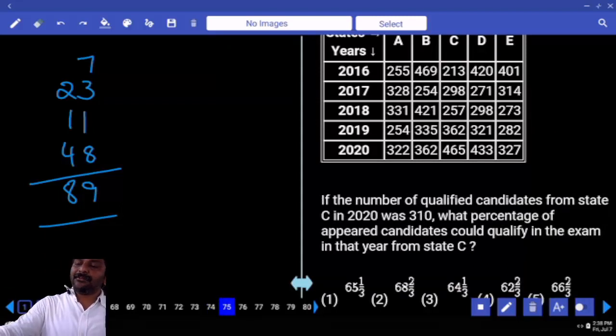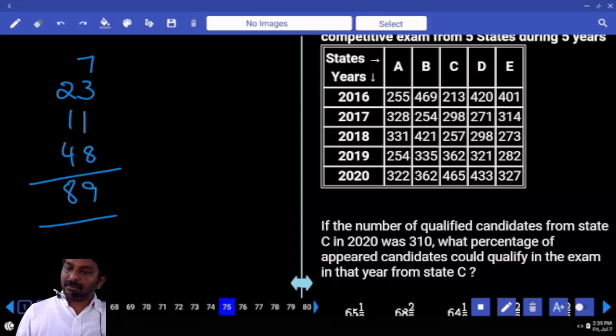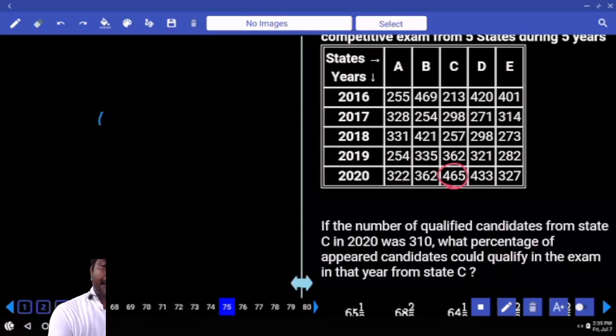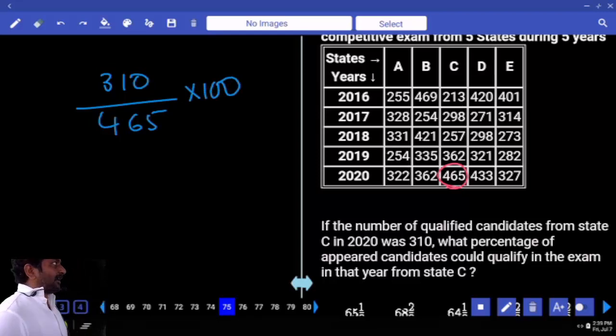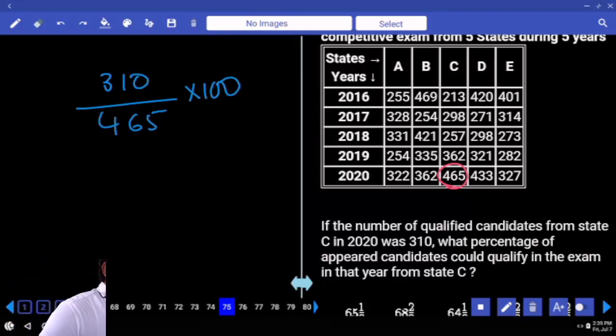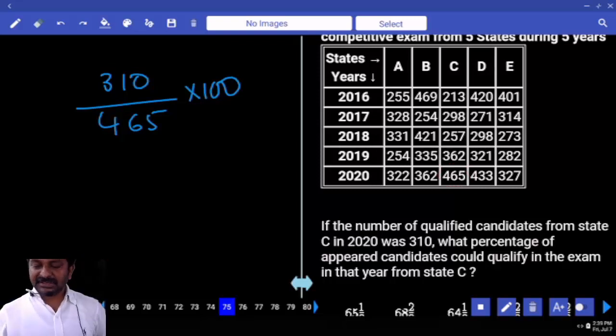If the number of qualified candidates from state C in 2020 was 310, what percentage of appeared candidates could qualify in the exam in that year from state C? 2020, C. How much is this? So appeared people are 465. Qualified people are 310. And we were asked to calculate percentage only. Right. Do you see round figures in numerators and denominators? Yes or no?